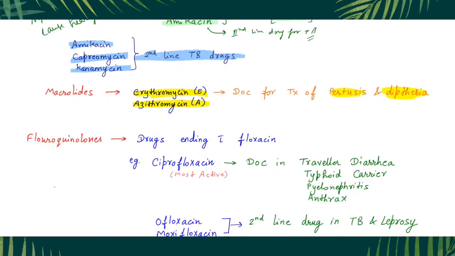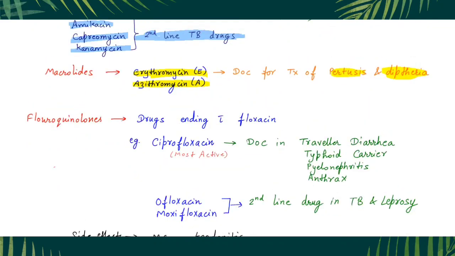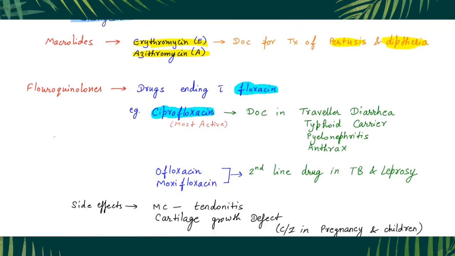Fluoroquinolones, remember, are the drugs ending with floxacin. Drugs ending with floxacin come in the category of fluoroquinolones. Remember the most active fluoroquinolone, ciprofloxacin, commonly called cipro. Ciprofloxacin is the drug of choice in traveler's diarrhea.